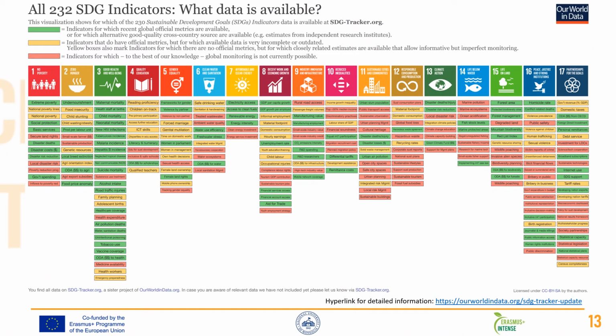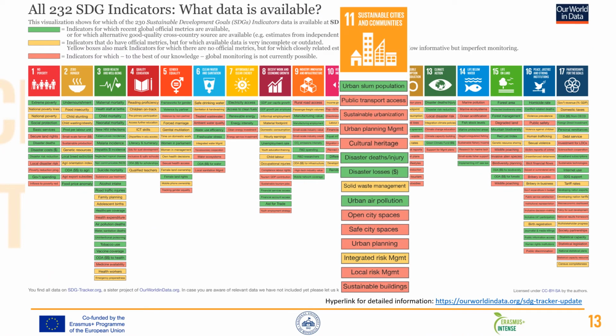The 15 indicators of SDG 11 are urban slum population, public transport access, sustainable urbanization, urban planning management, cultural heritage, disaster deaths and injury, disaster losses, solid waste management, urban air pollution, open city spaces, safe city spaces, urban planning, integrated risk management, local risk management, and sustainable buildings.